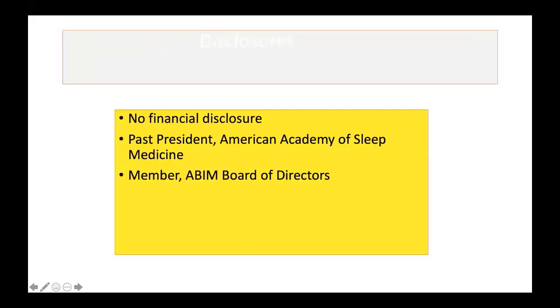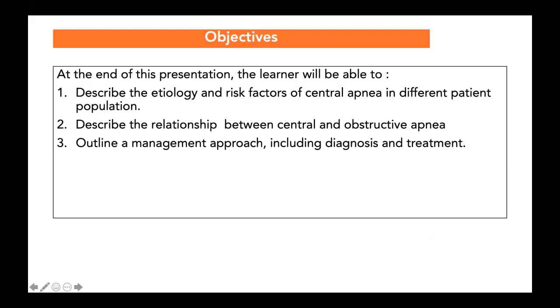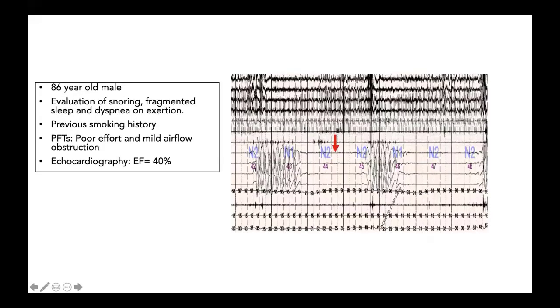So is it a headline or footnotes? We'll talk about etiology, risk factors, relationship between central and obstructive apnea, and outline a management approach. So we'll start with an example of a patient who has the classic presentations and classic features of sleep disordered breathing. And it's obviously very hard for this to be interactive, but it has an arrow that is pointing to a central apnea.